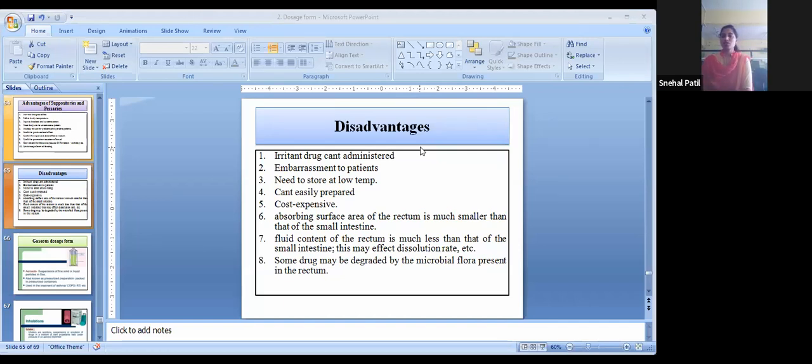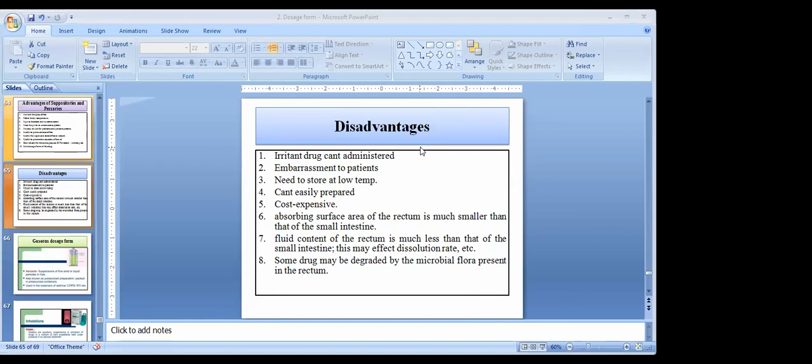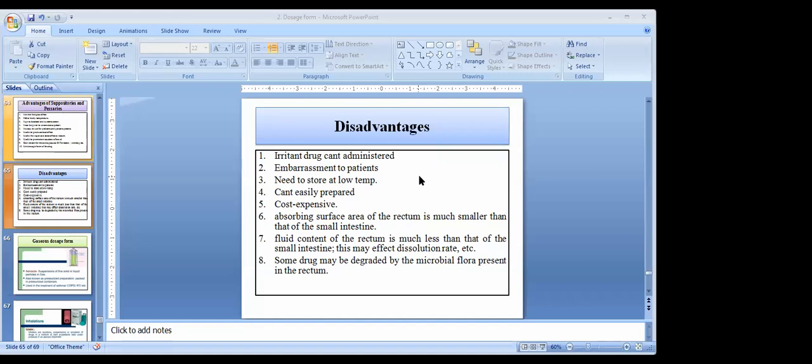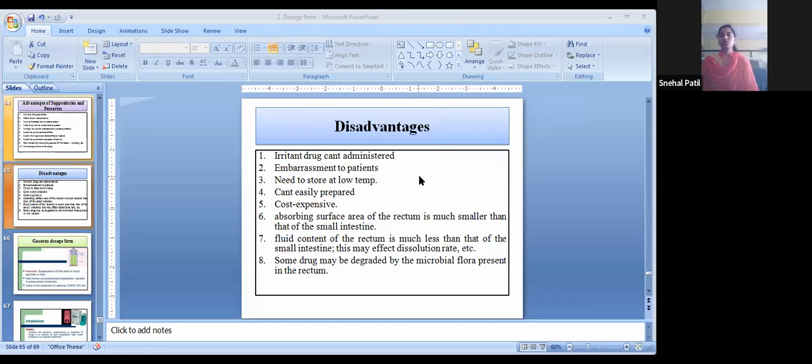The need to store at low temperature, because it melts at normal temperature. It melts at 37 degrees Celsius. So to prevent this melting of that drug, it is stored at low temperature. Can't easily prepare. The process of preparation of the suppository is not easy. The cost is expensive. The cost of the suppository is high.